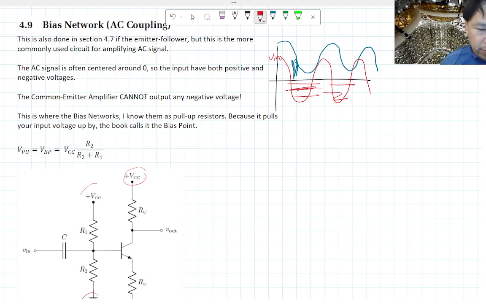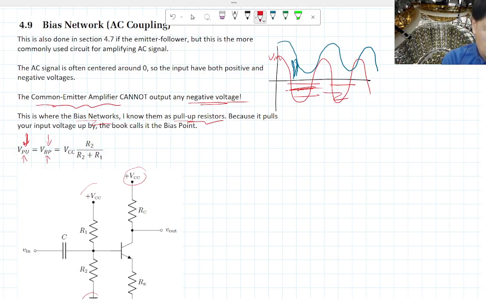Okay, so as I noted, the common emitter amplifier that we just studied before cannot deal with negative voltage inputs. Okay, this is where the bias network comes in. I also call them pull-up resistors, as I mentioned. And the idea is that we're going to pull up the input by this bias point. So I call it pull-up. The book calls it bias point. So different people call it different things.